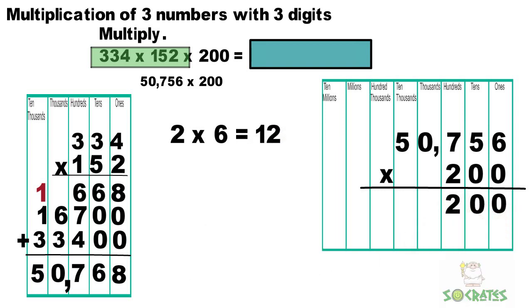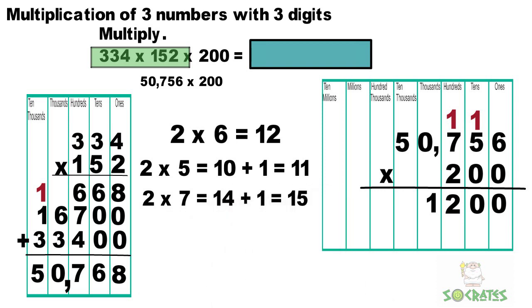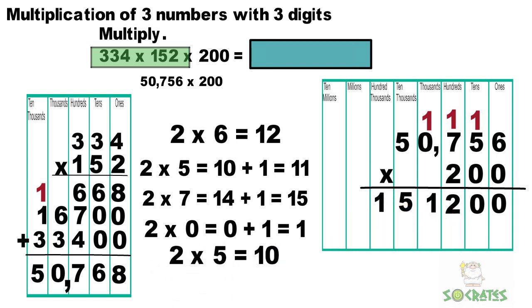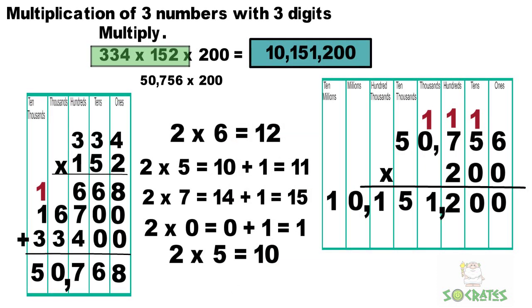2 times 8 is 16. Put a 6, carry the 1. 2 times 6 is 12, plus 1 is 13, so put a 3 and carry the 1. 2 times 7 is 14, plus 1 equals 15, so 5, carry the 1. 2 times 0 is 0, plus 1 equals 1, so we put a 1 down. And then lastly, 2 times 5 equals 10, and we put a 10 down. Don't forget to put your commas in your number. So our answer is 10,151,200.